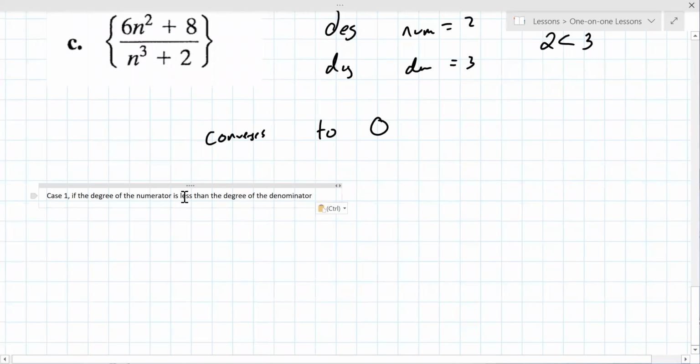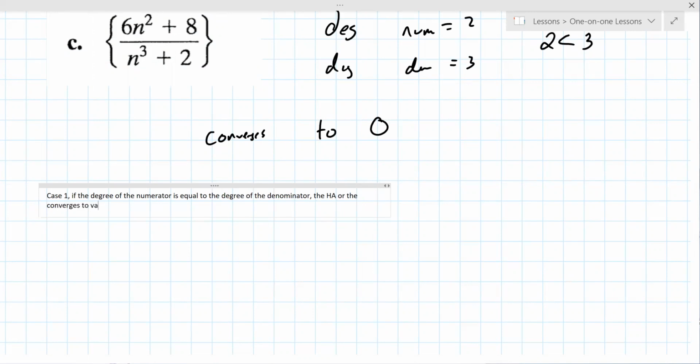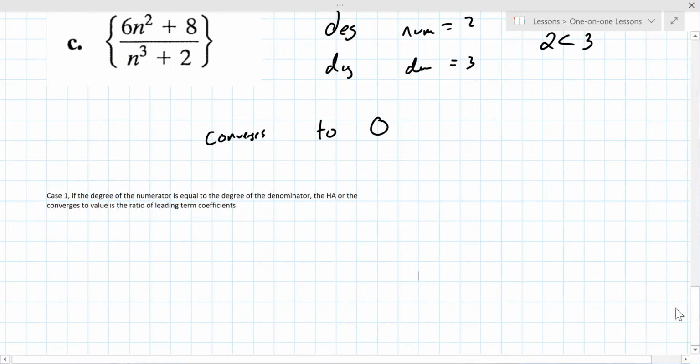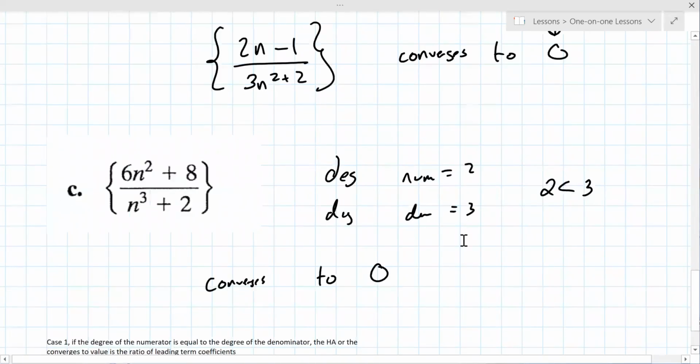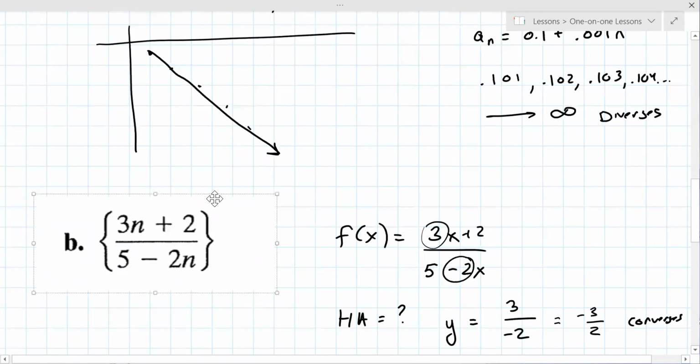If the degree of the numerator is equal to the degree of the denominator, the horizontal asymptote, or the value it converges to, is the ratio of the leading term coefficients. This one is harder to type out than actually to do. That's the one we were just doing here, letter B.